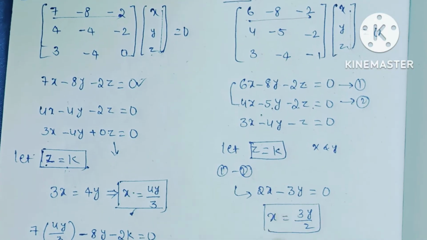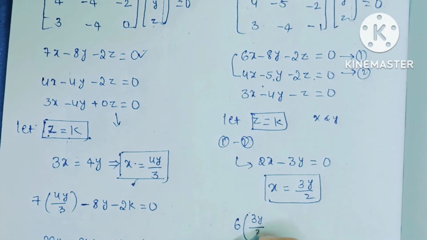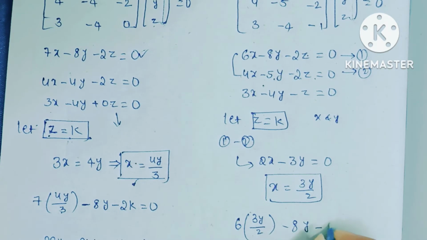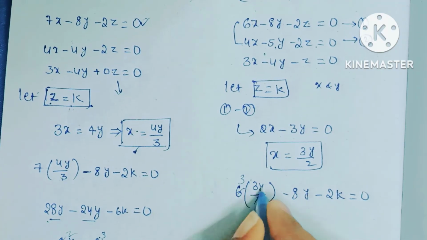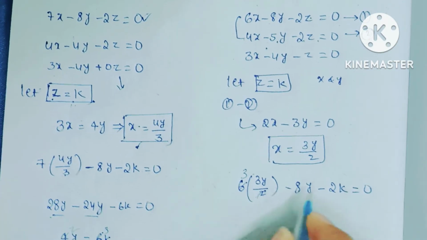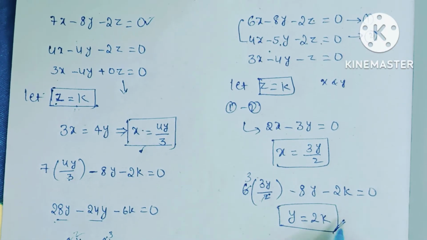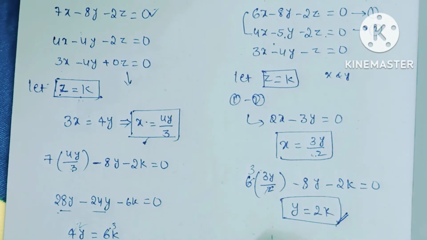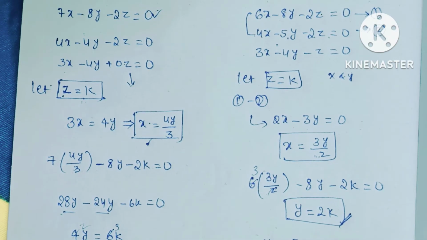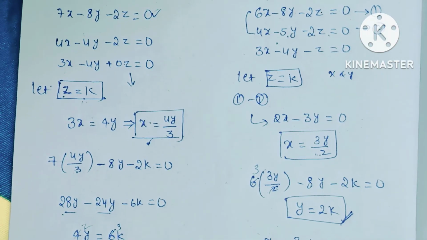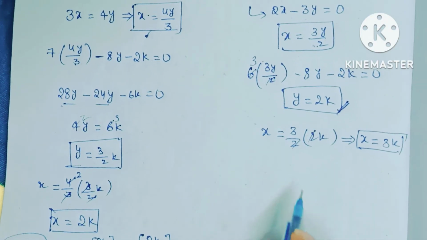Substitute x in this equation, we will get 6 into x, which is 3y by 2, minus 8y, plus z, which is nothing but k, equal to 0. So 2 3s are 6, 3 3s are 9y, 9y minus 8y, so we will get y equal to 2k. Substitute this y in this equation, so we will get the x value in the form of k. So 2k, this 2 will get cancelled. So from here x equal to 3k.